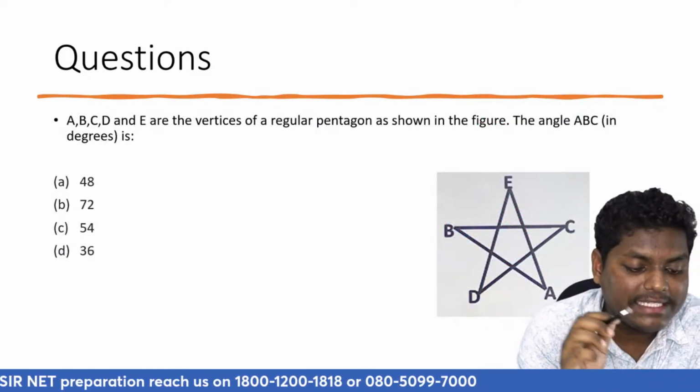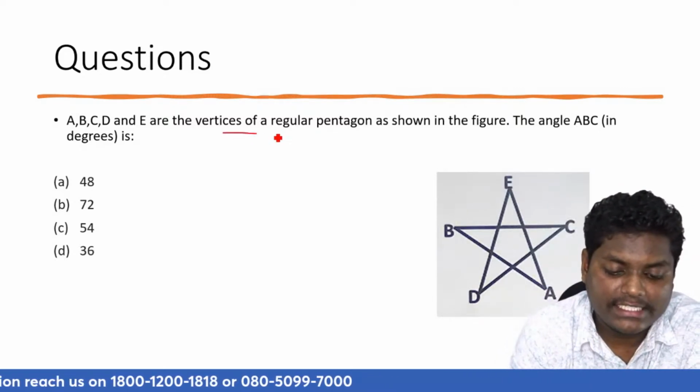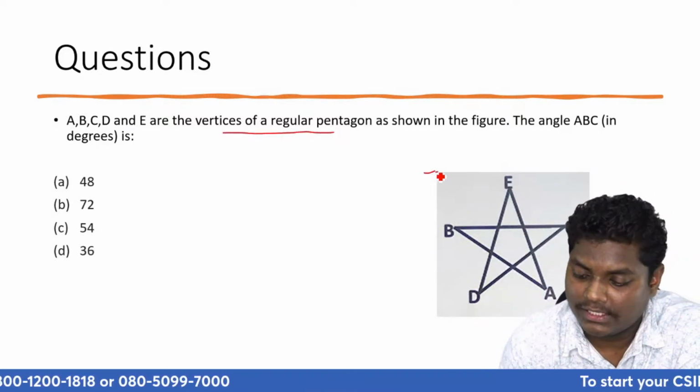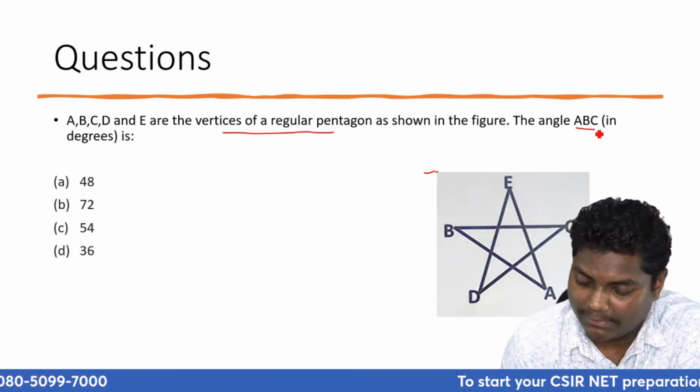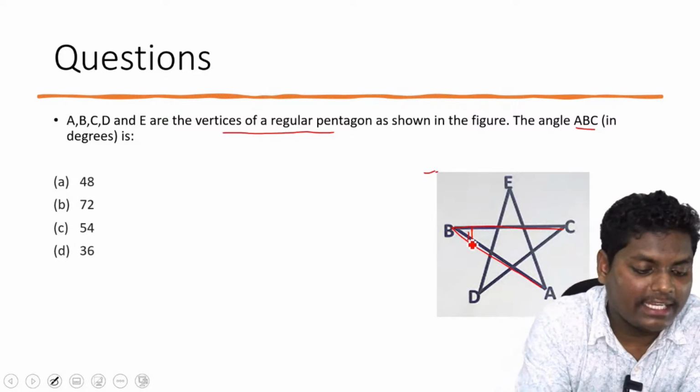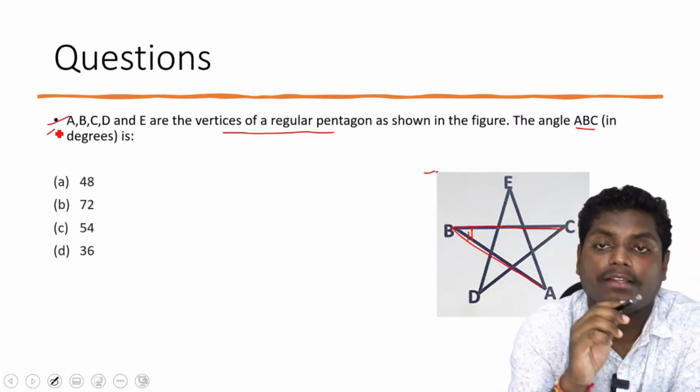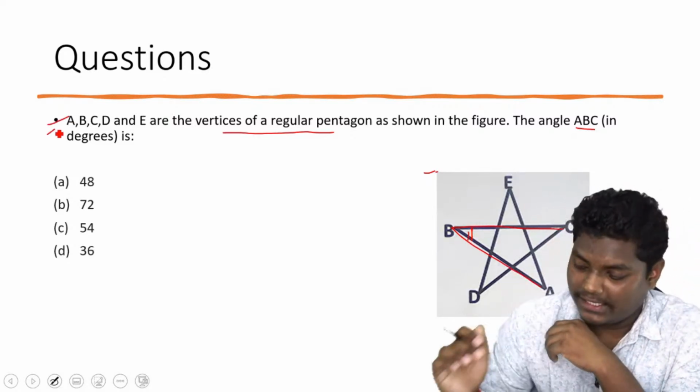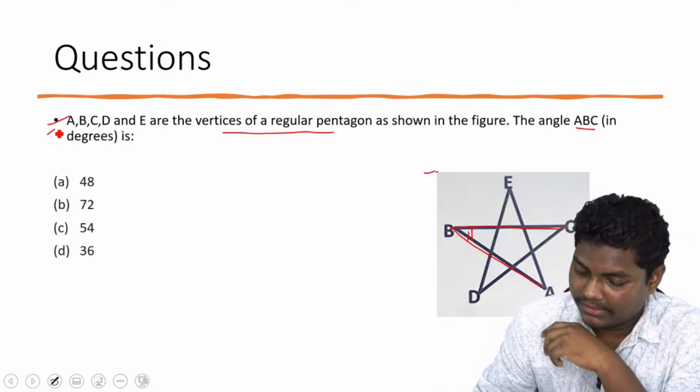Now A, B, C, D and E are the vertices of a regular pentagon as shown in this figure. They are basically asking this angle ABC. So what is the angle ABC in degree? So we need to find the angle ABC in it. Okay, try solving this using the same concept.